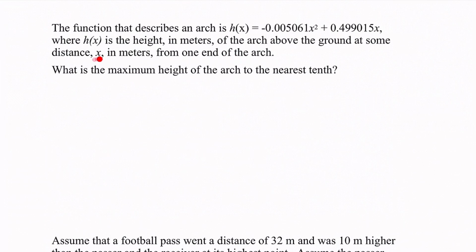So x is going to tell us from one end of the arch what distance we are from that side. Okay, and then h is just the height that we are above on this arch. Okay, so the question it asks, what is the maximum height of the arch to the nearest tenth?